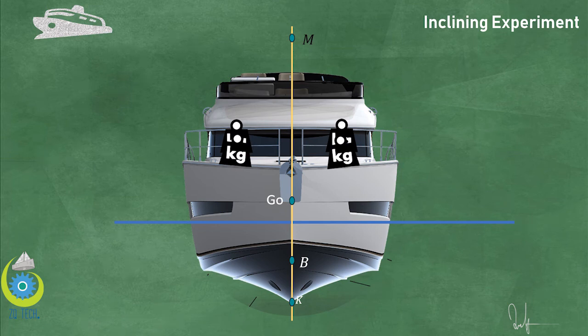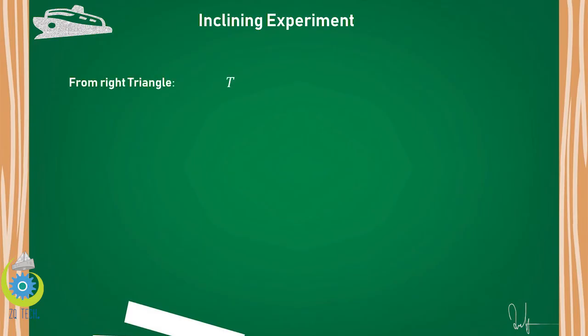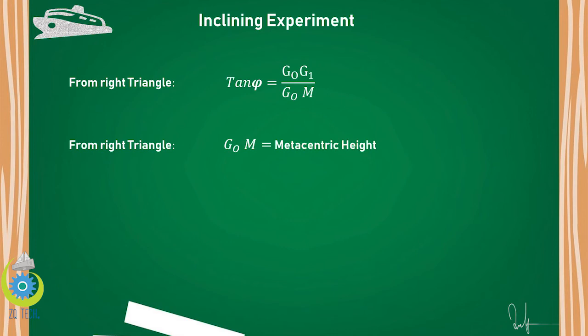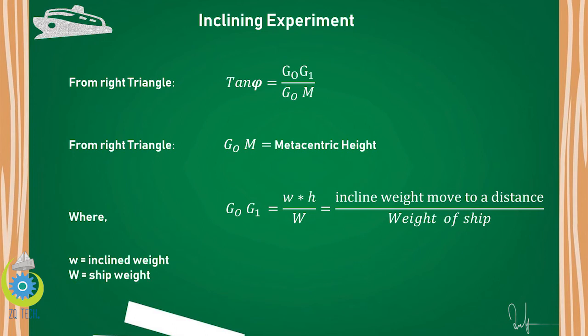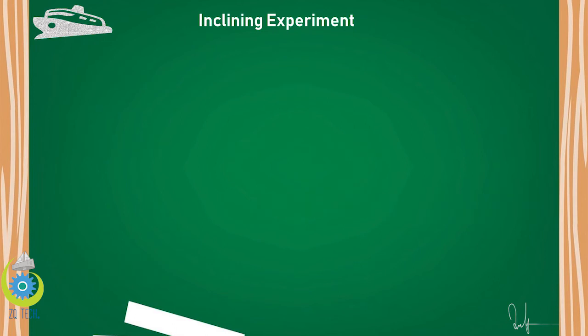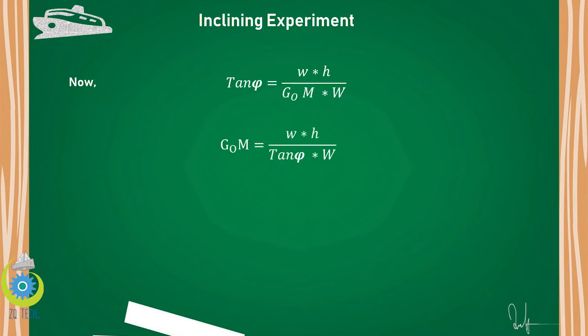From the right triangle, tan phi is equal to G0G1 divided by G0M. Here G0G1 is the inclined weight moved a distance, divided by the weight of the ship. So this is the formula. Replace this formula in tan phi. We will get the term w times h over G0M times W. So hence we obtained the formula of G0M.